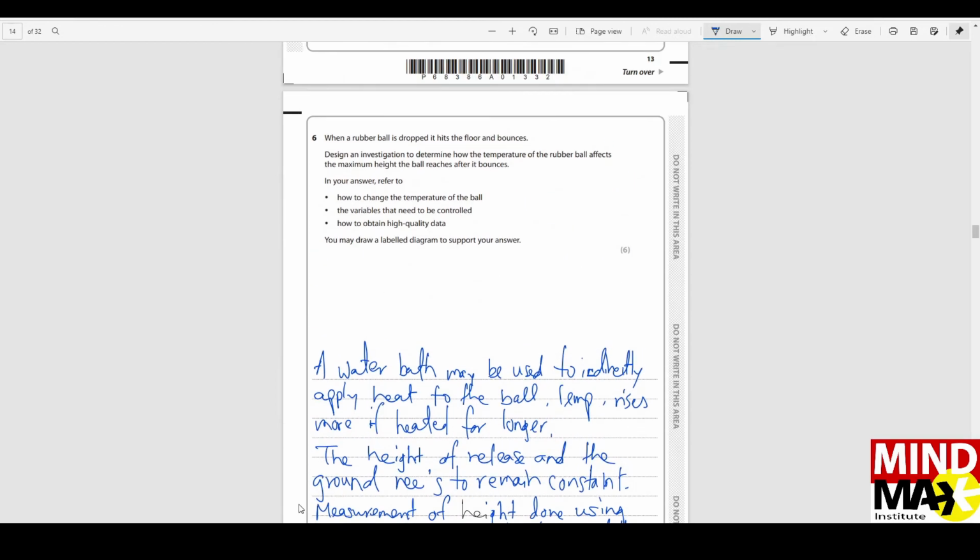Then, when a rubber ball is dropped, it hits the floor and bounces. Design an investigation to determine how the temperature of the rubber ball affects the maximum height it reaches after it bounces. How to change the temperature of the ball? You should refer to how to change the temperature of the ball.